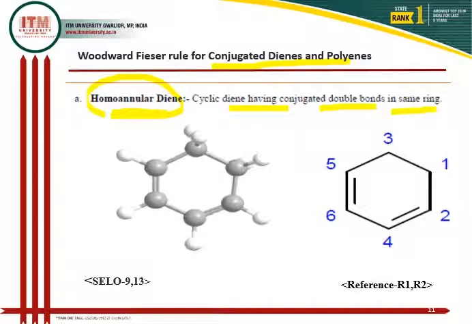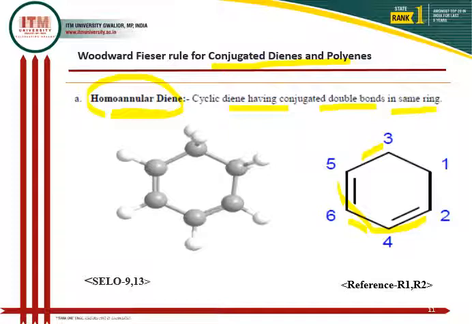That's a 3D picture. The carbon is attached to the hydrogen here. So you can see here the conjugated diene. Here is the double bond, then we have a single bond, then here is the double bond. Then we have a single bond here, and then we have a double bond again. Double, single, double, single. It becomes conjugation. So this is the homoannular diene because this conjugation is in the same ring.